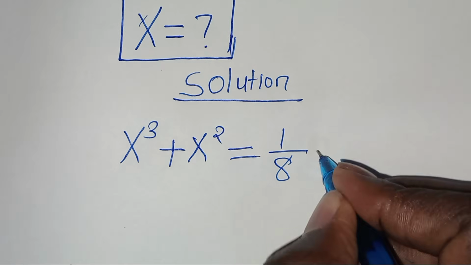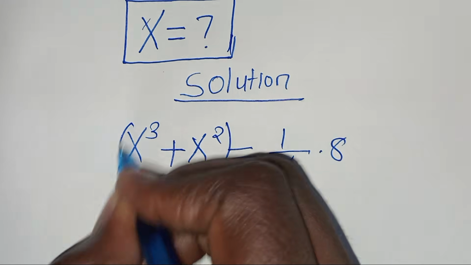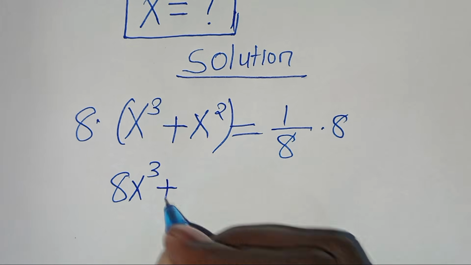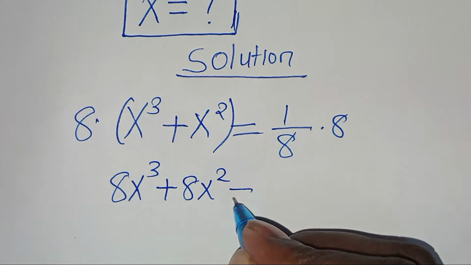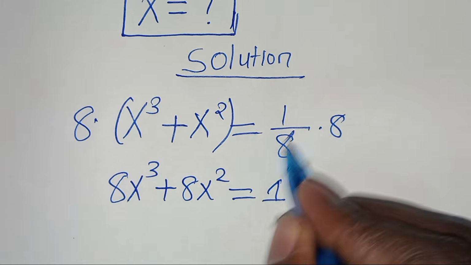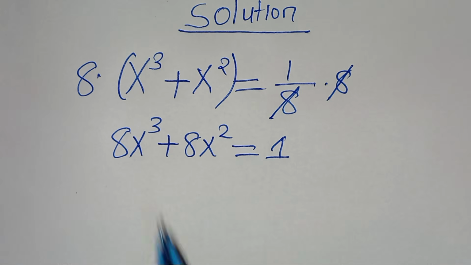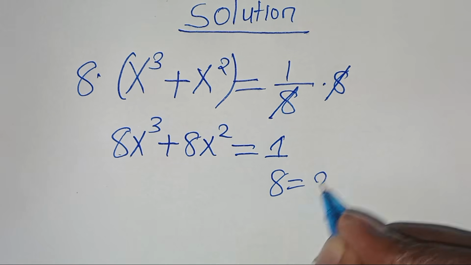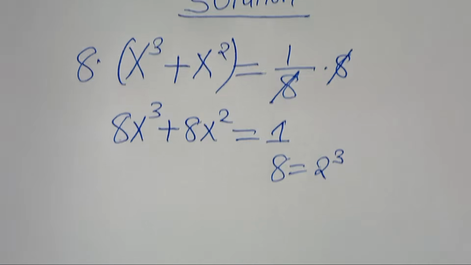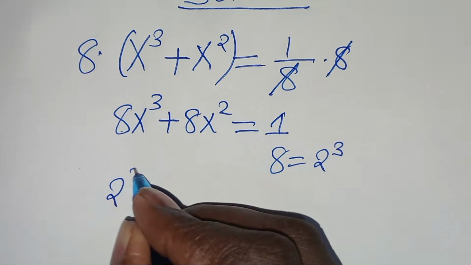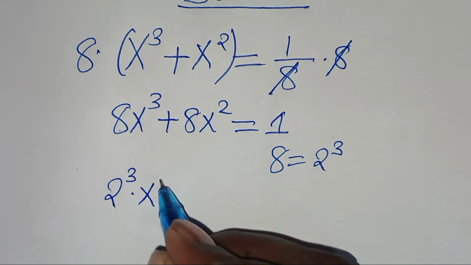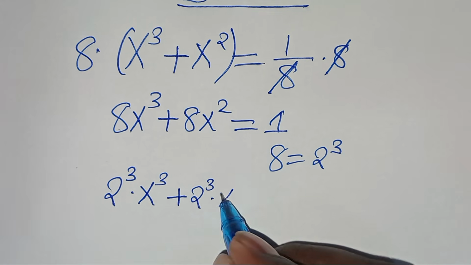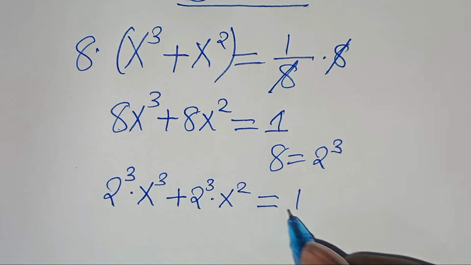The next step is to multiply on both sides by 8. Now we have 8x to the power of 3 plus 8x to the power of 2, equal to 1. So let's simplify 8 and 8 here. We can express 8 as 2 to the power of 3. So we have 2 raised to the power of 3 times x to the power of 3 plus 2 to the power of 3 multiplied by x to the power of 2, equal to 1.